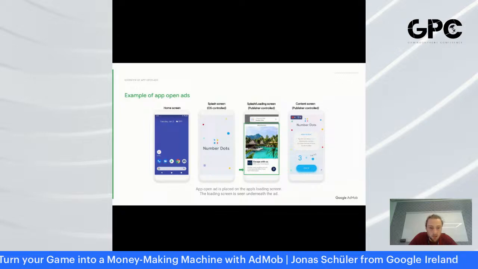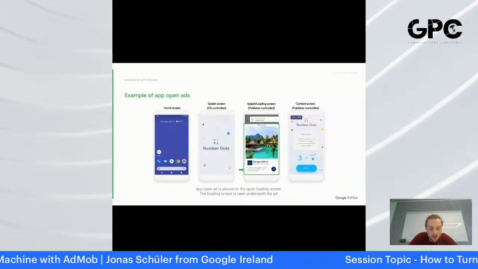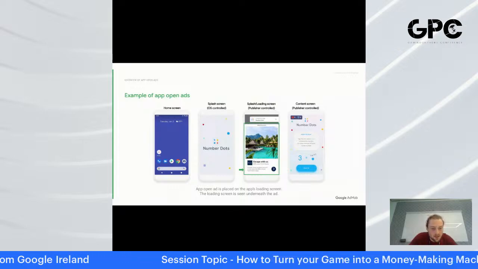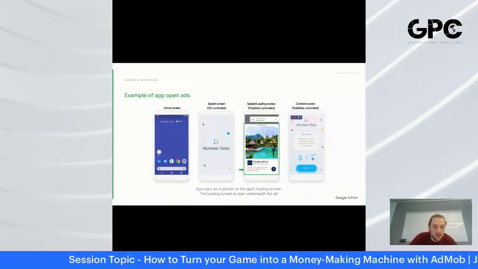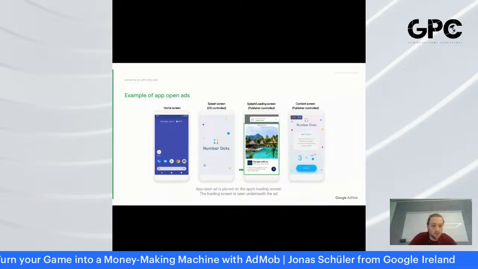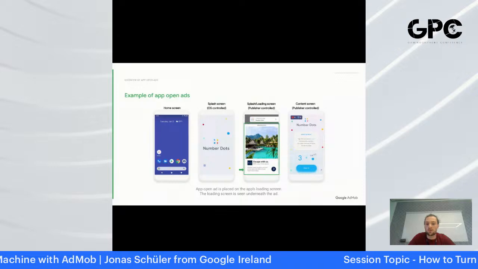Here you can see an example how the workflow looks like. So in the first screen, you have the home screen. In the second screen, the user opens the app. The third screen is displaying the app open ad with the option to close it on top as soon as your app loaded. And on the fourth screen, the user is already in your app.